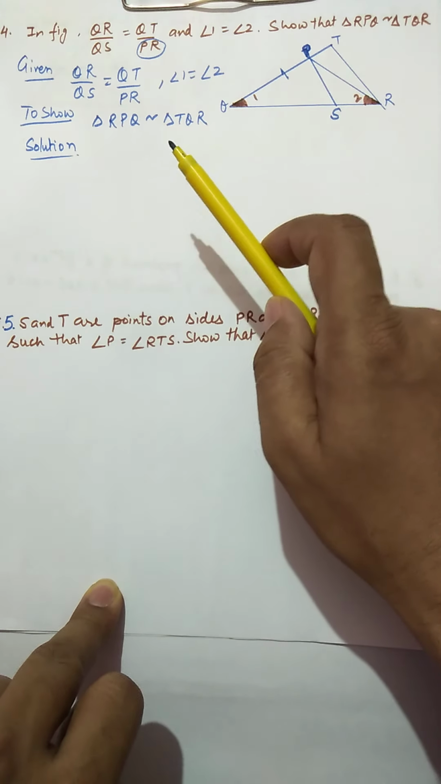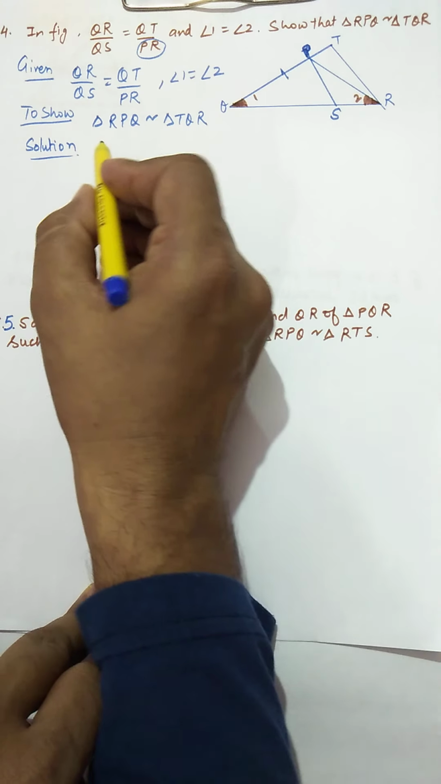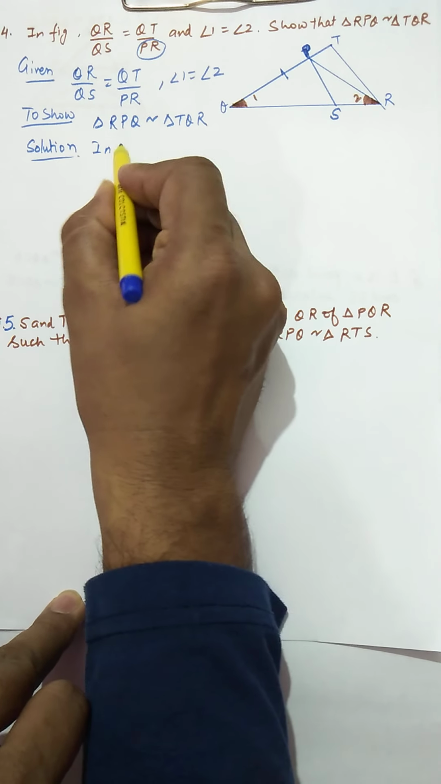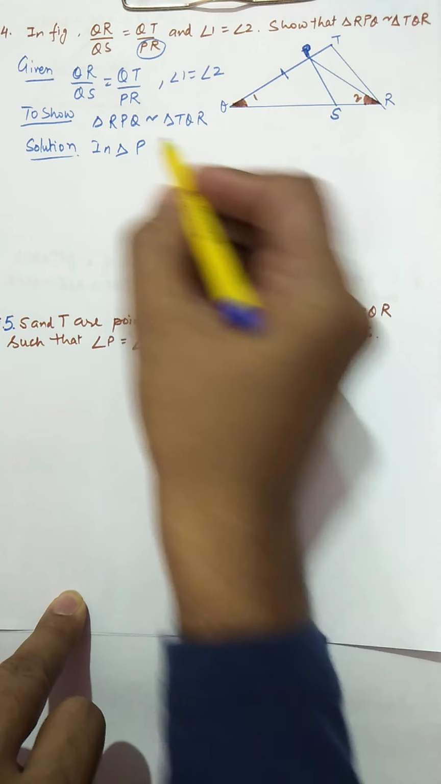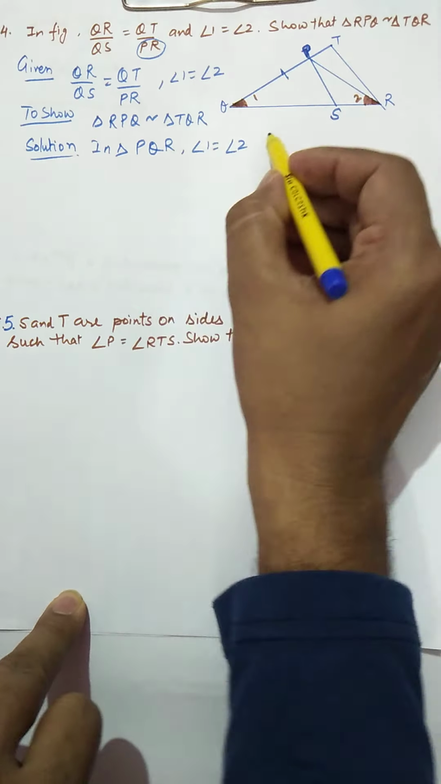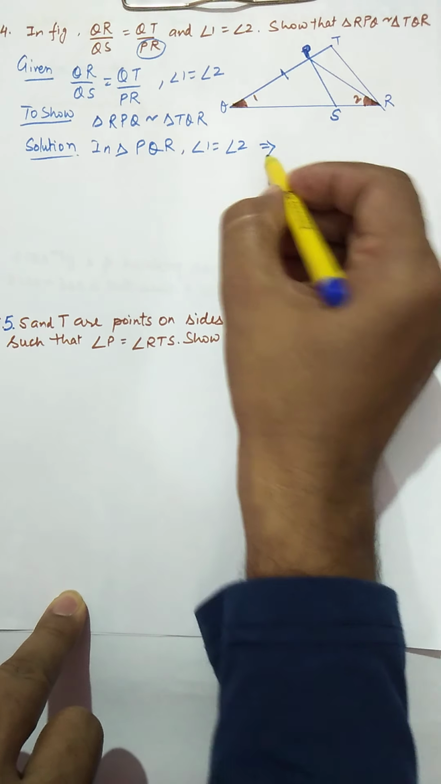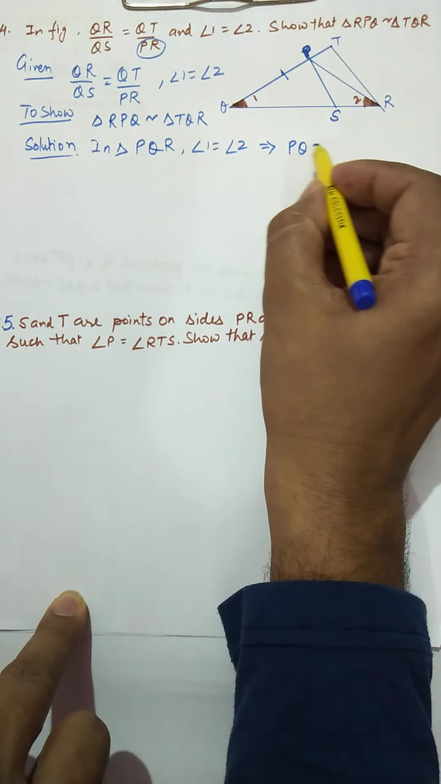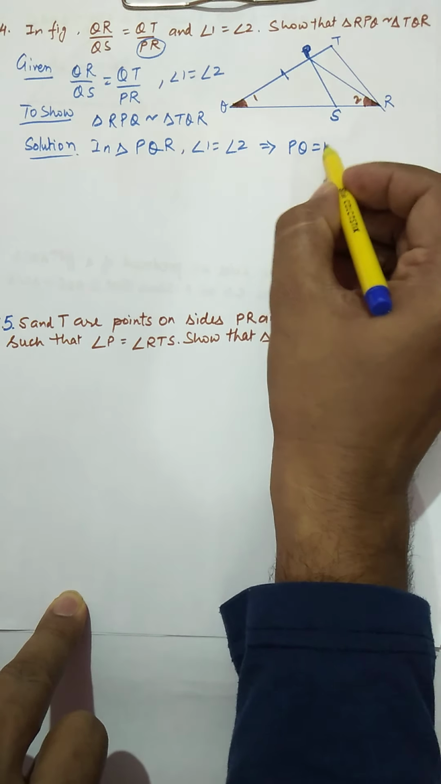So SAS criteria we can apply. So let's start now and write it. In triangle PQR, angle 1 equal to angle 2, it implies that side PQ is equal to PR, and you can write the reasons.